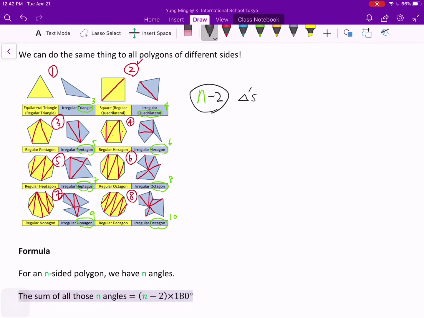And the nice thing is that leads us to a formula that says whenever you have an n-sided polygon, in this case, that means we have n angles. So the sum of all the interior angles is just going to be n minus 2 times 180 degrees. Because this n minus 2 represents the number of triangles that you have, and you simply just need to multiply by 180 degrees, and you can get the sum of that.